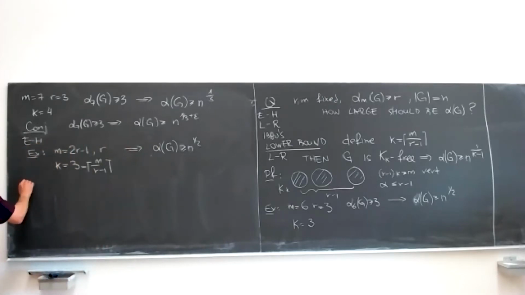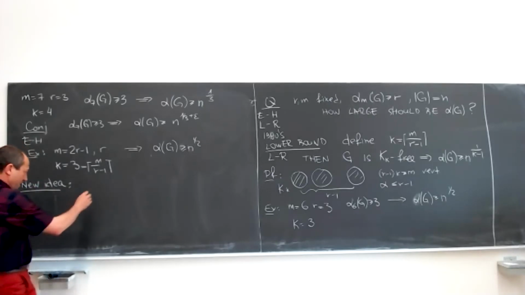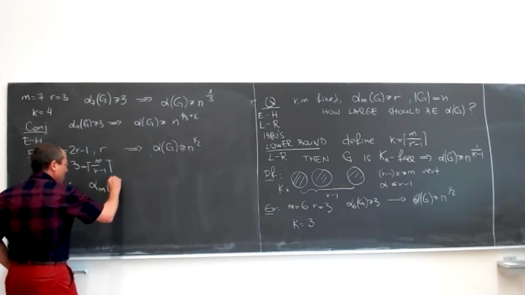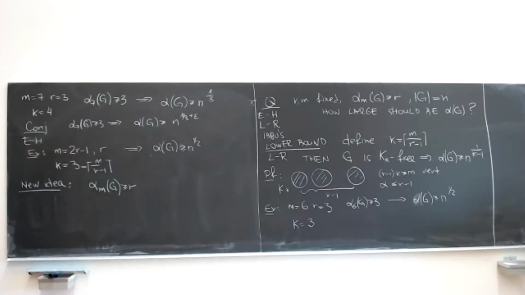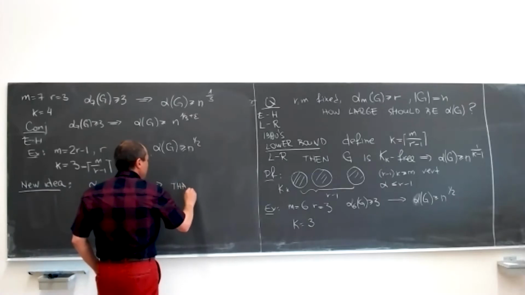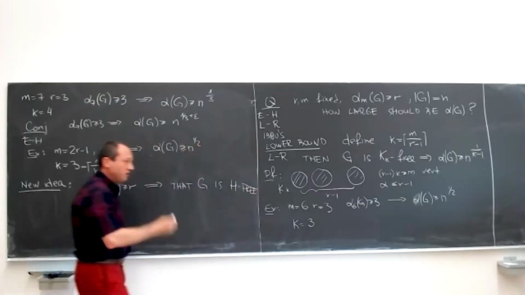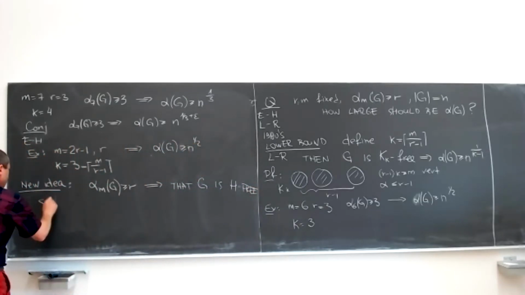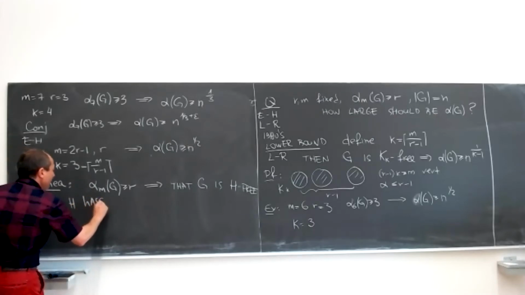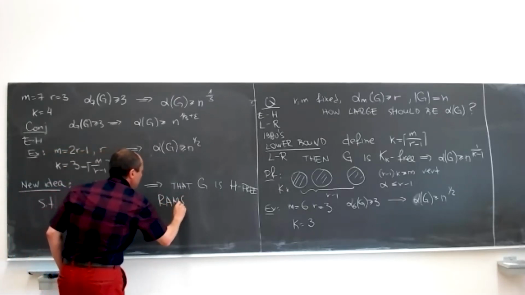So what is our new idea? It's actually a very natural idea and quite modest. It says, while you're working with a clique, what you can do is you can start with the assumption that every n vertices of G has an independence number r, and then you show that this implies that G is H-free. You show that G does not contain some graph H such that H has better Ramsey numbers.